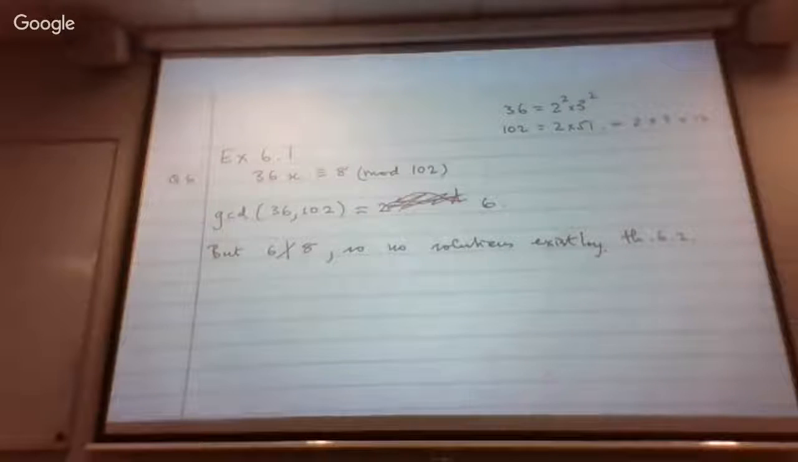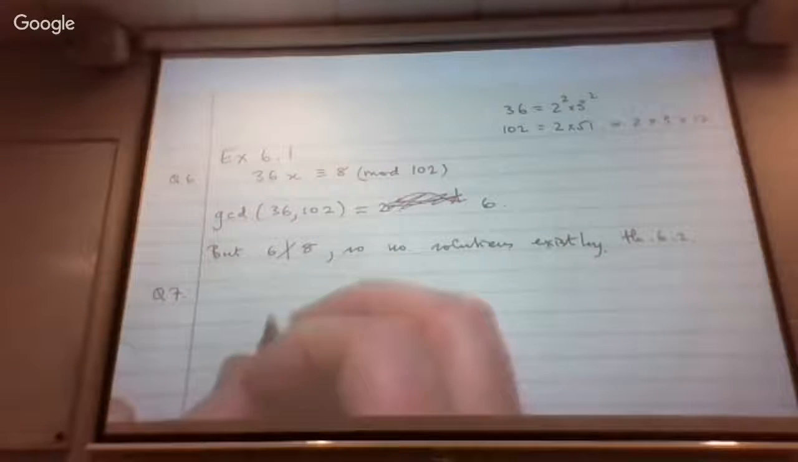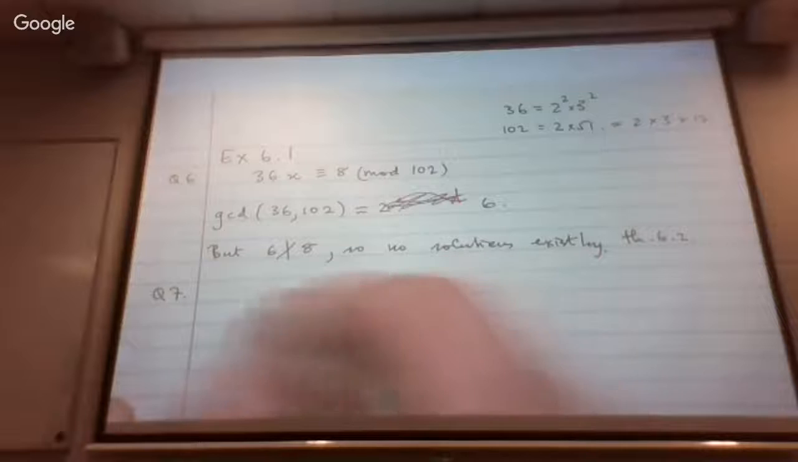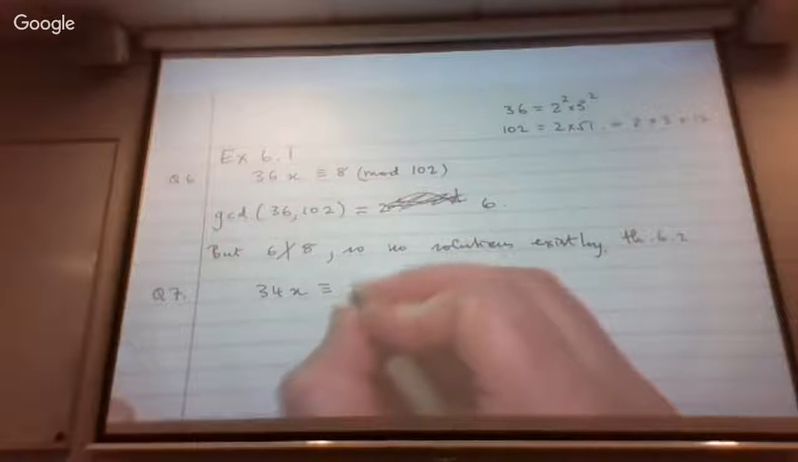Okay, so let's try and find one that does have solutions. So the next one has solutions. Probably. Yeah. 2 times 17. Yeah, I think that has solutions. Let's look at the next one. 34x congruent to 60 modulo 98.